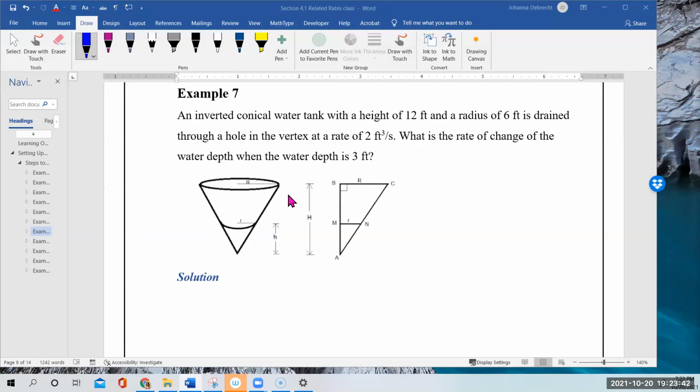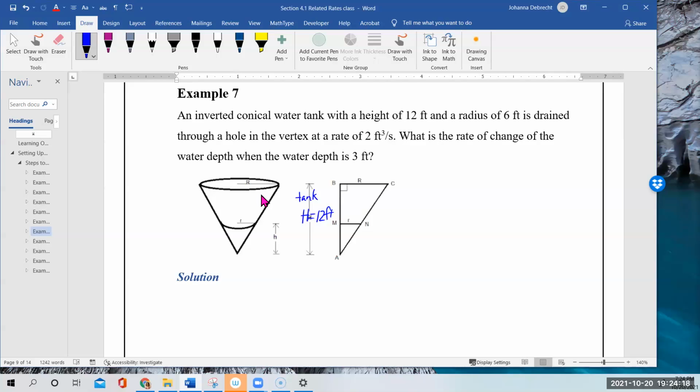Well, first off, let's label what we have from our problem. Starting at the beginning, it says an inverted conical water tank. You can see here in the picture on the left that we have an upside down cone, looks like an ice cream cone, with a height of 12 feet. This height of 12 feet is referring to the height of the tank itself. The height of the tank is not going to change. The tank is always going to be 12 feet tall.